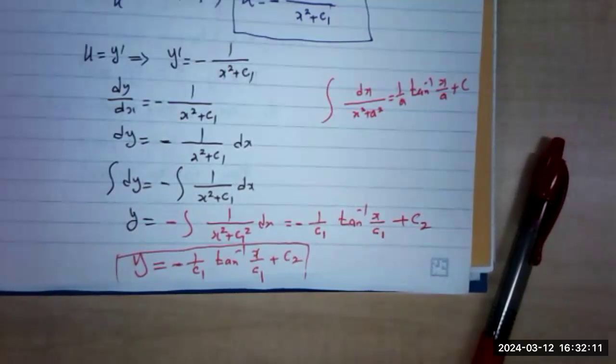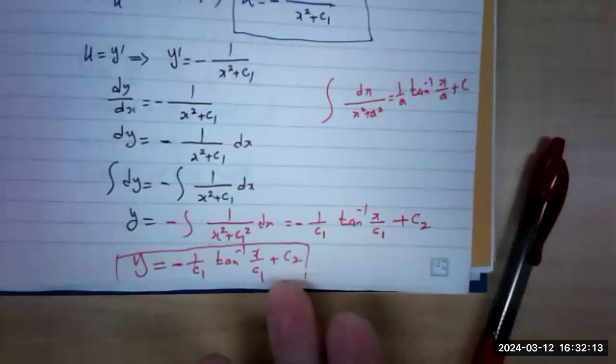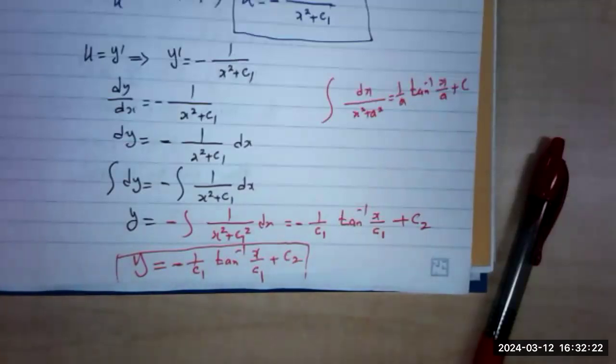And some people continue. They move the C2 to the other side, multiply by C1, and get rid of the tan inverse, those types of operations. You don't have to, because you already got the y. So why make it complicated? Y is given, and then you're done. So it's very unpredictable, if you like. You have to do a couple of them to get used to them.